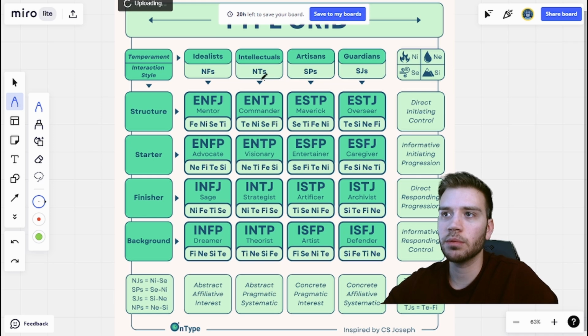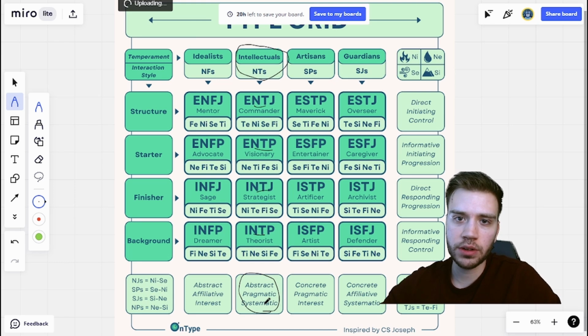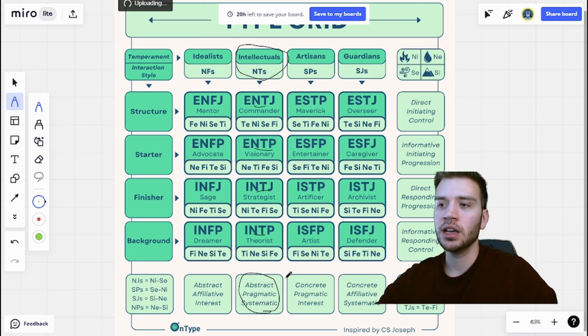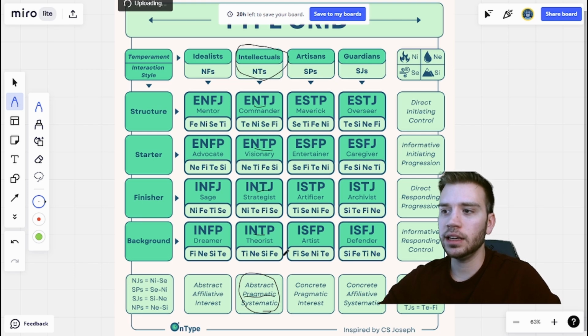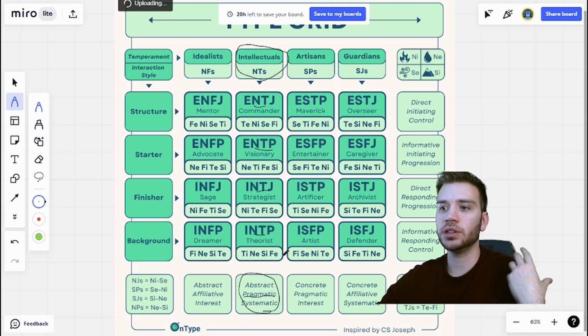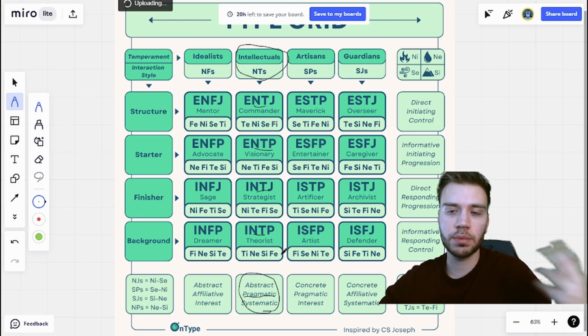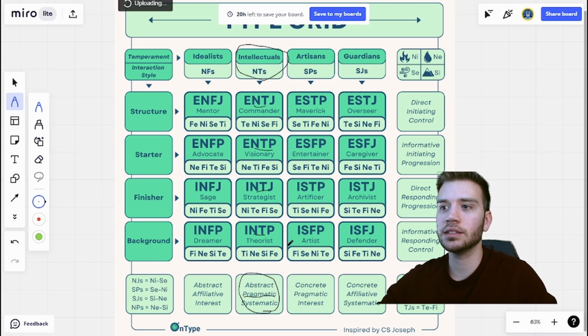Secondly, we can look at the temperament again, and we can look at intellectuals. They are NT types, with the NT being the second and third letter. All of these types share these traits in common right down here. They are all future focused and abstract, of course, as N types. They are pragmatic, which means they like to work individually. They like to work in a way which isn't just having to work with others, but can work alone in a way that is efficient.